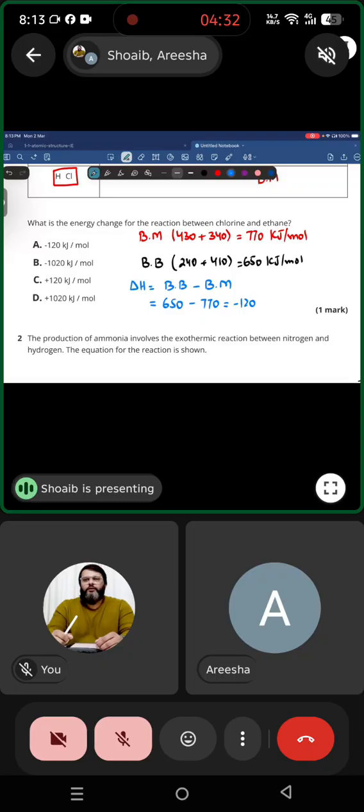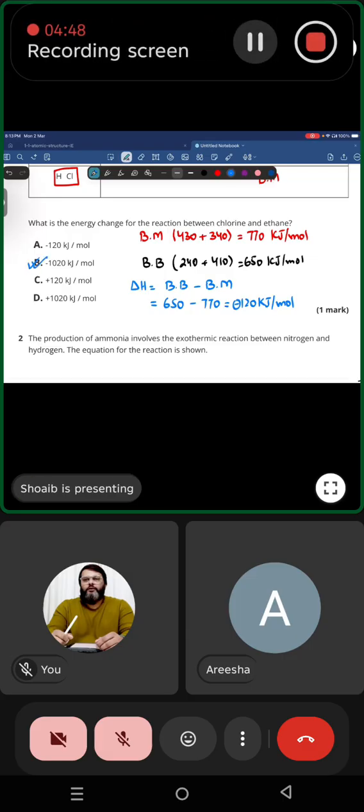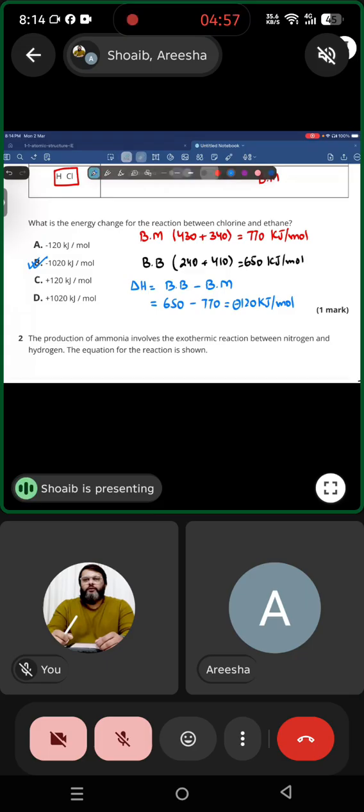The sign is very important here. This will identify the type of reaction, whether the reaction is exothermic or endothermic. So the correct answer is B. Is it clear to you? Yes, there is a correction here. By mistake, I selected B. The correct answer is A, which is minus 120 kilojoules per mole.